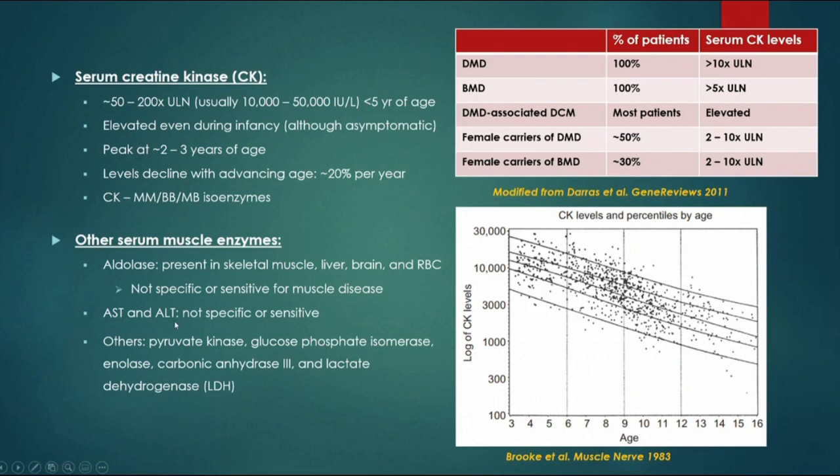Sometimes we see only significant elevation of AST and ALT, and many of these patients have undergone liver biopsy to look for any liver disorder before they were found to have Duchenne muscular dystrophy.